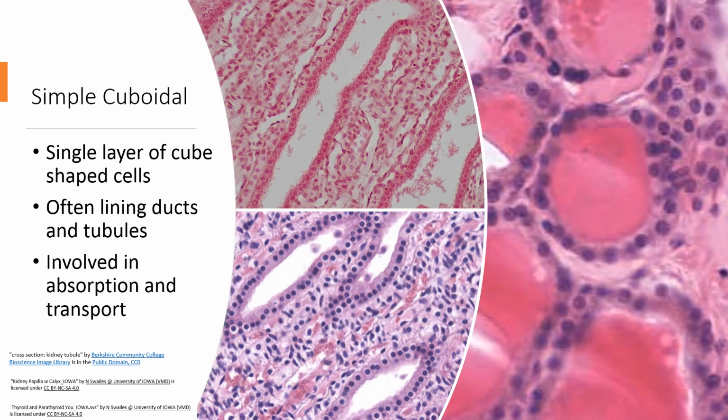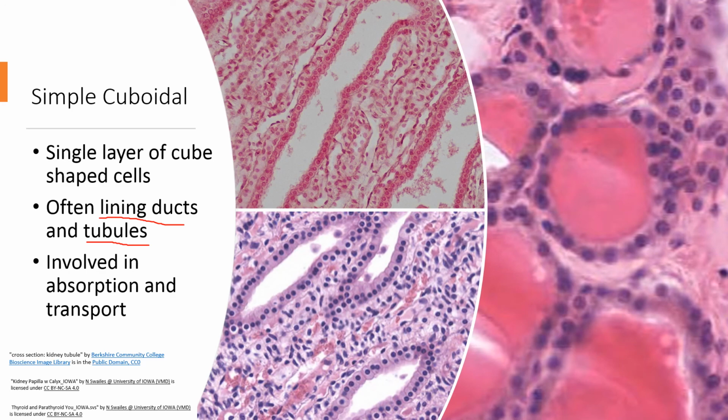Simple cuboidal tissues consist of one layer of cuboidal cells. And remember, your cuboidal cells are roughly as long as they are wide. So they look like little cubes or little squares. We're going to find this type of tissue in the kidney. Sometimes it's in the respiratory system, in the ovary. We'll find it a number of different places, but we very commonly find it lining ducts and tubules. So anywhere where you have a lot of ducts, like in the skin, for example, or in certain organs, or maybe you have a lot of tubules, you're going to see a lot of this type of tissue. It's involved in absorption and transport.